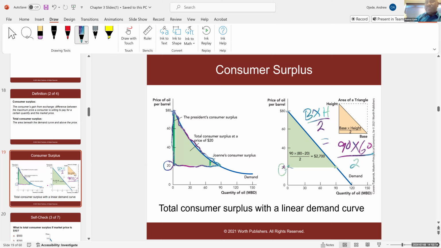So the area of the consumer surplus is going to be the base, which is 90, times the height, which is 60, divided by 2. 2 goes into 60 thirty times. So 30 times 90 is going to be 2,700. That would be the size of the consumer surplus in this case.